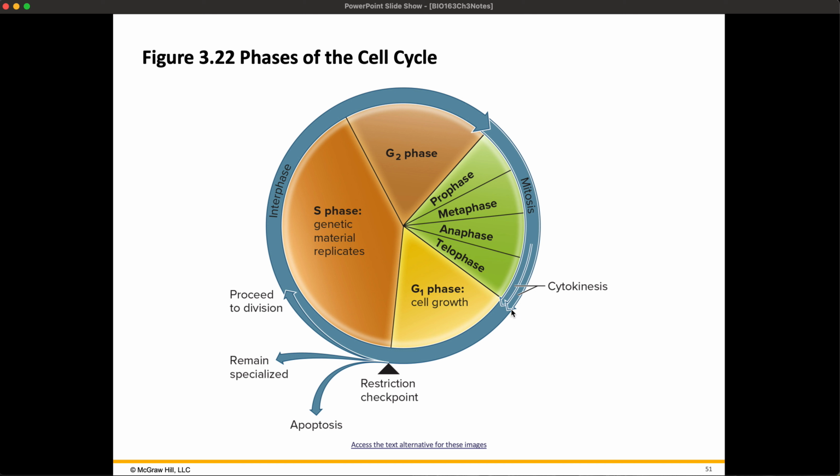And then once those two daughter cells are formed, they go through their growth phase, S phase, G2 phase, and then mitosis. You can see, though, that at this restriction checkpoint, they might be going through division. Some of them can go and be specialized, and then some are going to go through apoptosis. It just depends on what that cell is programmed for.